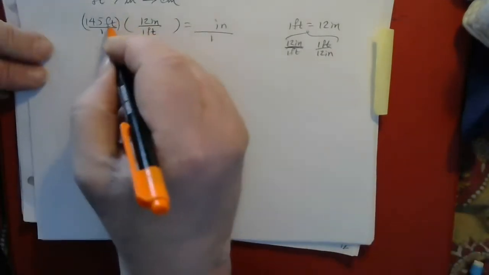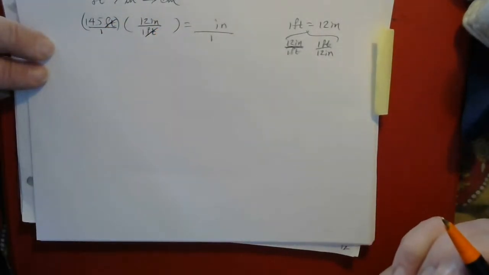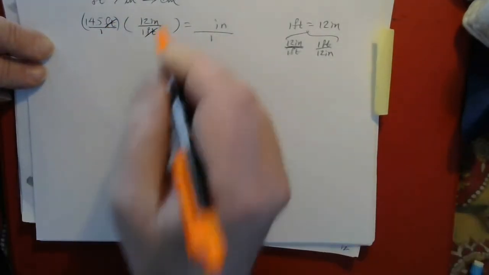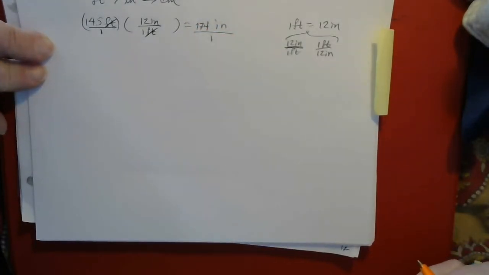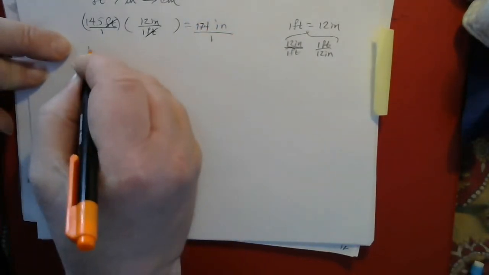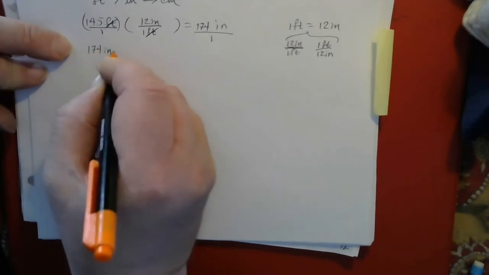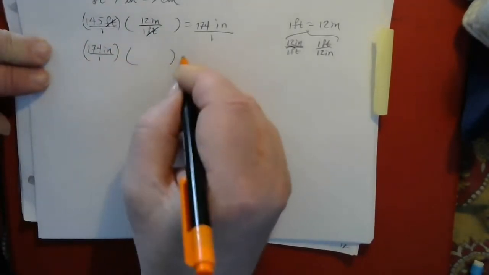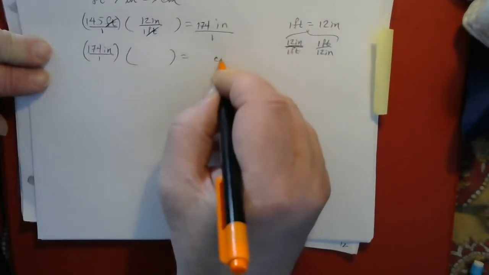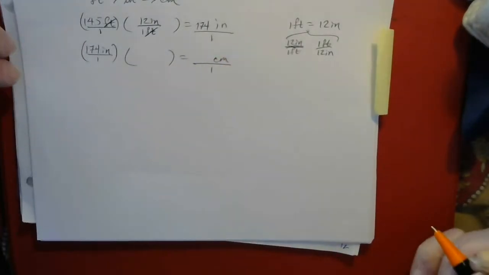Okay, so if we multiply by 12 inches over 1 foot, we get feet canceling out, and we get 174 inches. We can then take that, and that's over 1 if you want to think of it like that, times another conversion factor, and end up with something in centimeters.